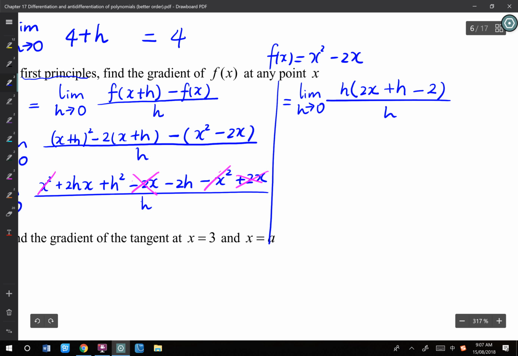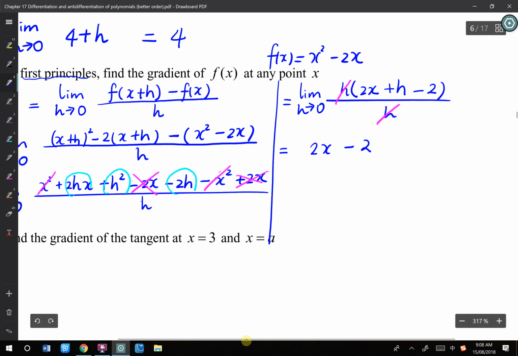And divide by h. So I have 1, 2, and 3. So the h and h can cancel from top and bottom. That's my cancellation. Can I substitute now? Yes. So what's the answer after substituting?